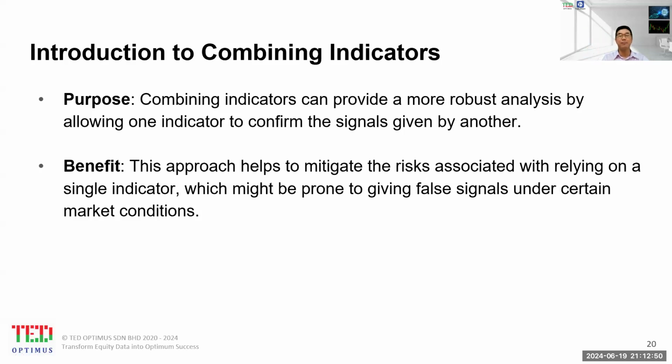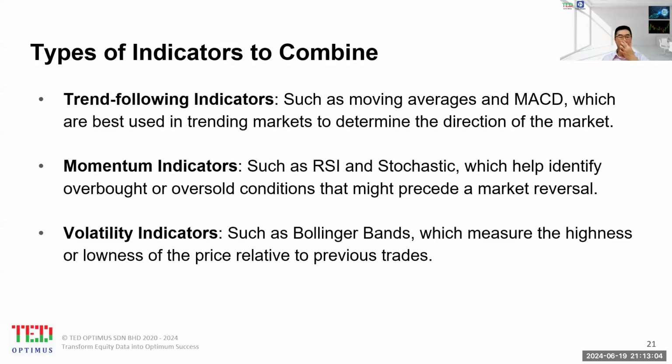So this approach helps to mitigate the risk associated with relying on a single indicator. Because with a single indicator, you may get more false signals under certain market conditions, especially volatile ones. So when we want to combine, we have to ask what kind of indicators to combine, or the type of indicator to combine.